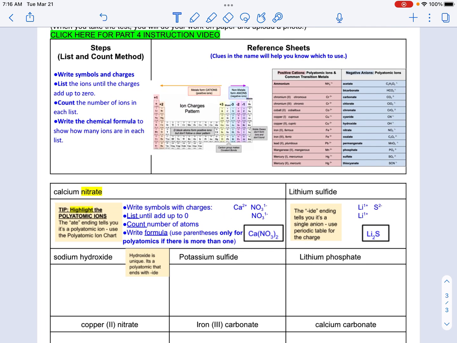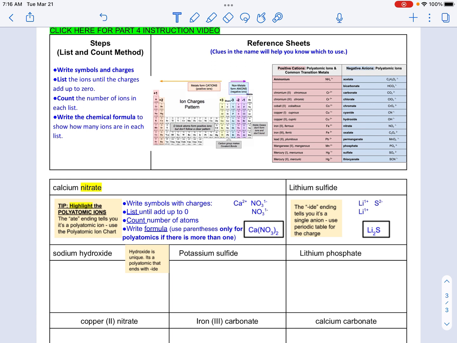So let's look at the steps. List and count method. We're going to write the symbols and charges. Then we're going to list the ions until the charges add up to 0. Then count the number of ions in each list. And finally, write the chemical formula to show the ratio, to show how many ions are in each list.